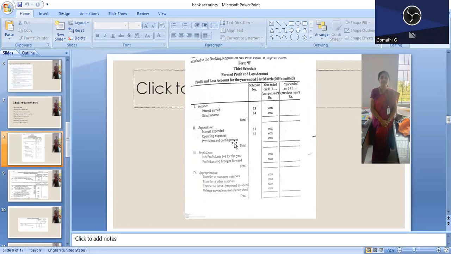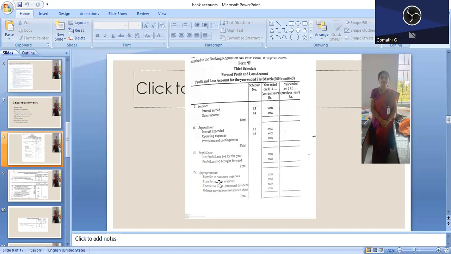The next one is expenditure: interest expended, schedule number 15, and operating expenses, schedule number 16. Next one is provisions and contingencies, then the total value. Next, Roman numeral 3, profit or loss, net profit or loss for the year. Next, profit brought forward, total, then the total value.